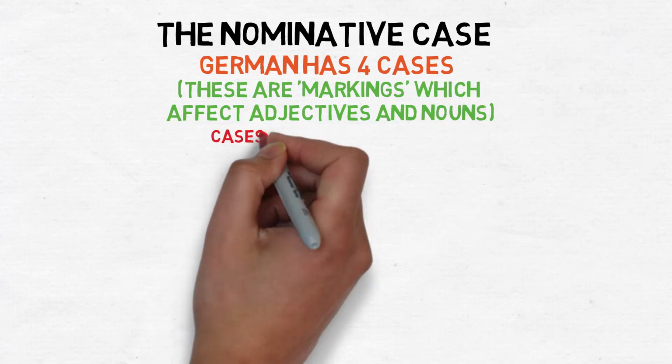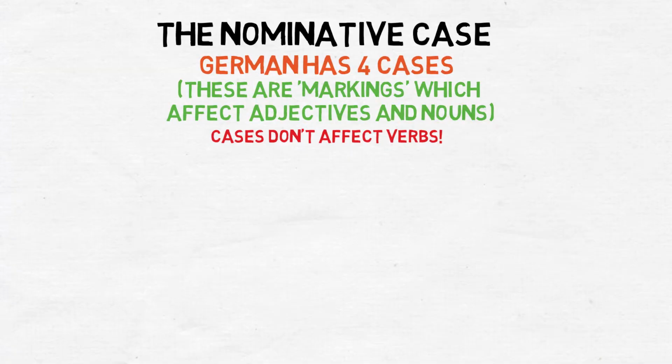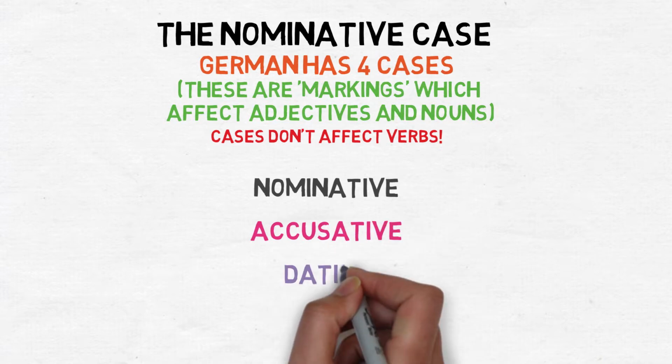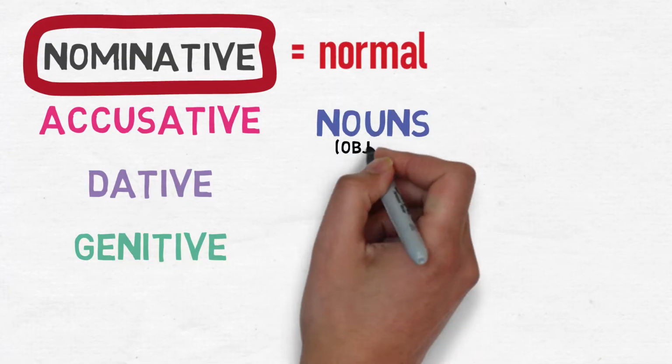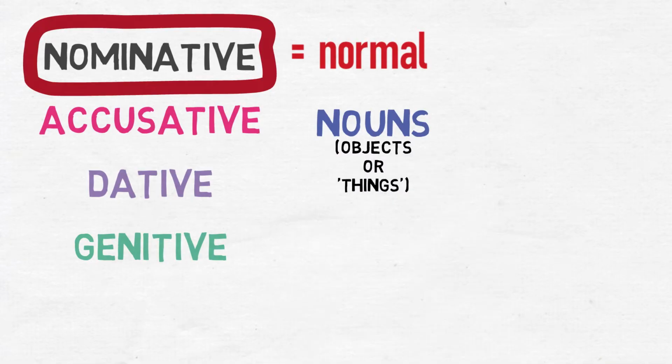Cases won't change verb forms, but verb forms can trigger the use of a case. I will talk about these verbs when they're relevant. The 4 cases in German are called nominative, accusative, dative, and genitive, and this lesson will focus on the nominative case. The easiest way to think about the nominative case is that it is normal. It is essentially the default settings for nouns, i.e. objects and things.